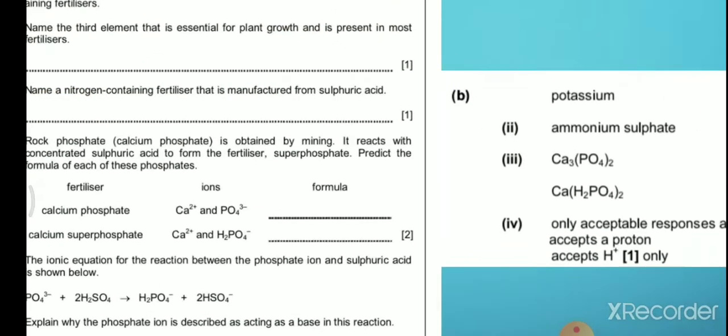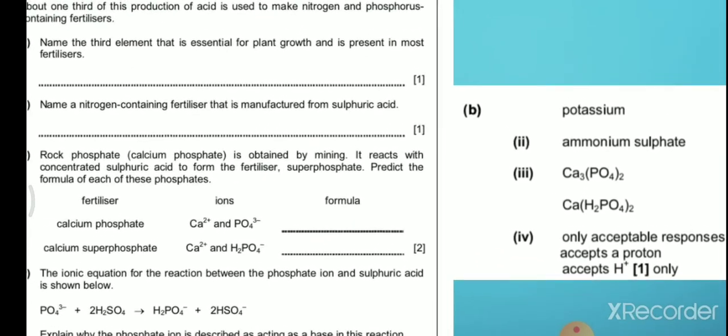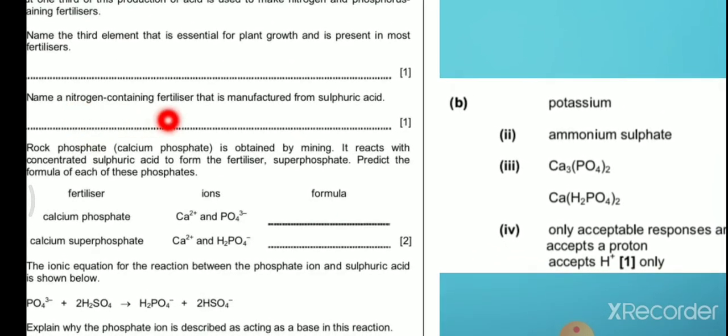So the next question here is, name a nitrogen containing fertilizer that is manufactured from sulfuric acid. So the answer is ammonium sulfate.